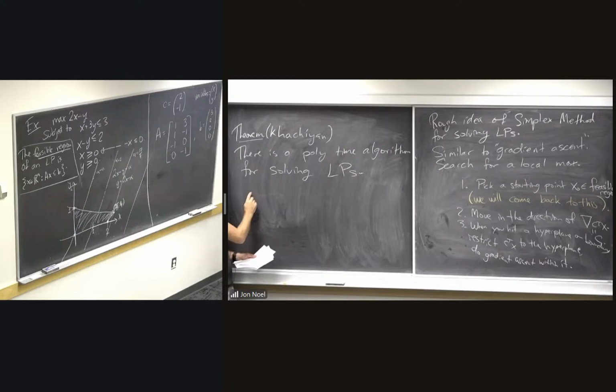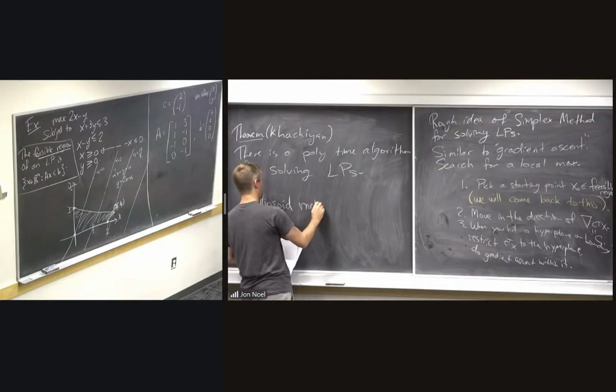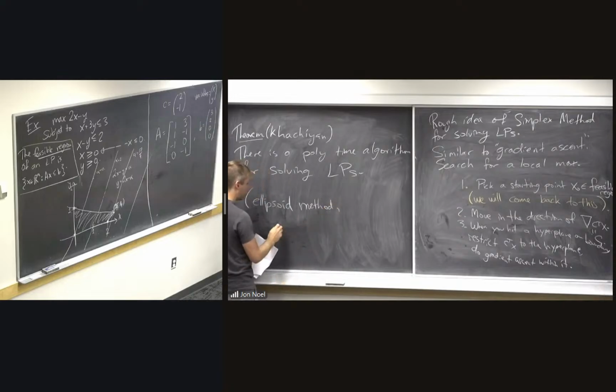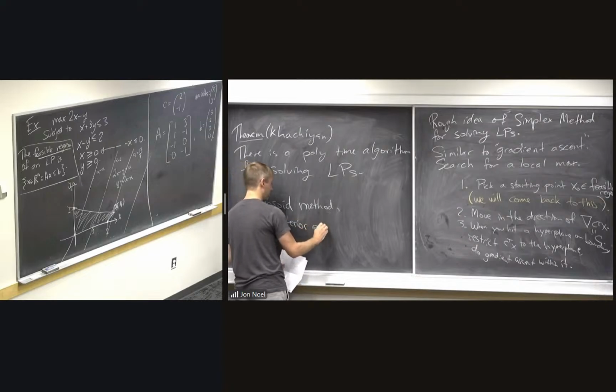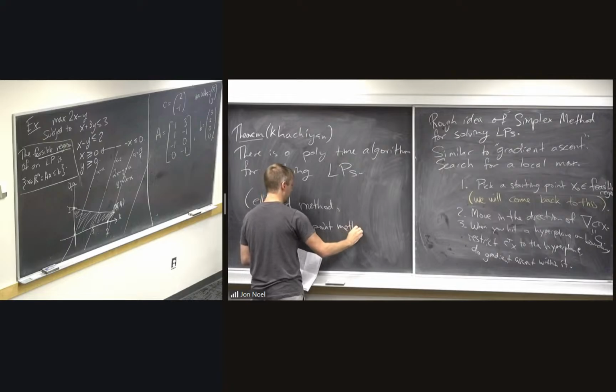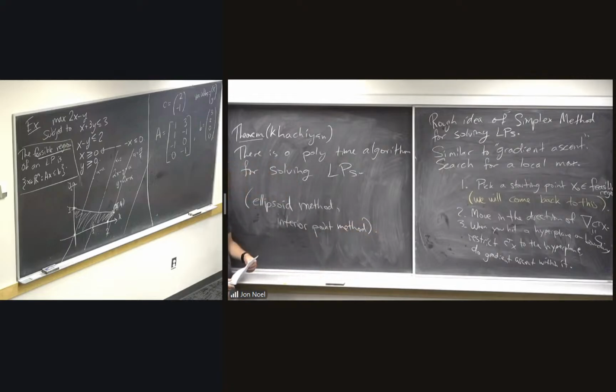Just as a reference for you guys, the original proof was via something called the ellipsoid method. Actually, the ellipsoid method is kind of complicated. Now there are simpler methods called interior point methods, which also give polynomial time algorithms. But like I said, we're not going to go into the details.